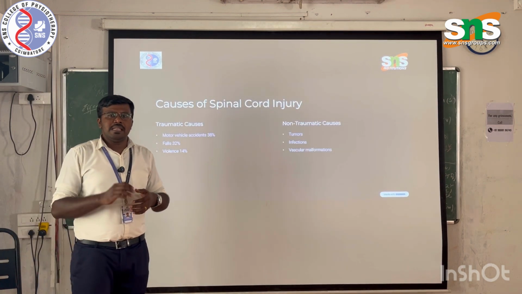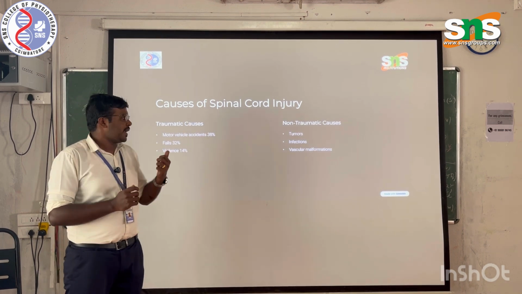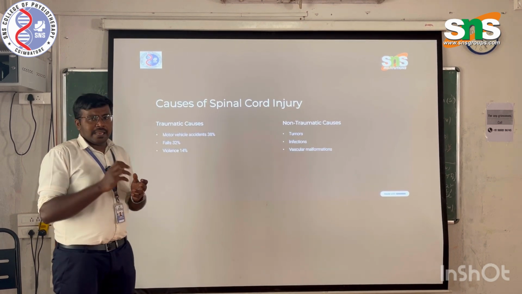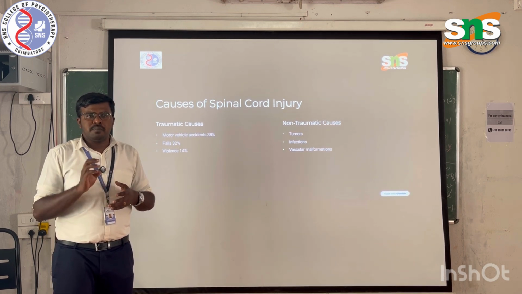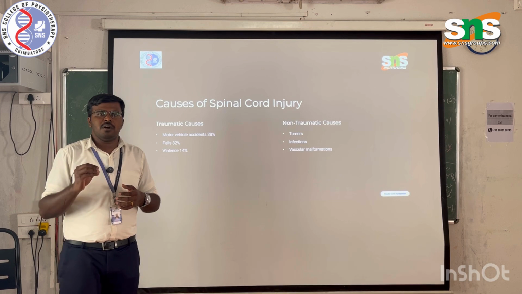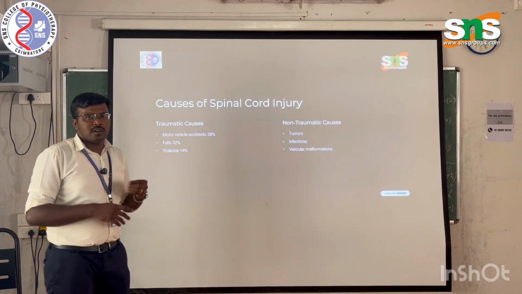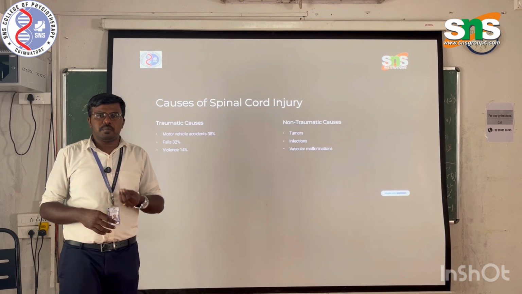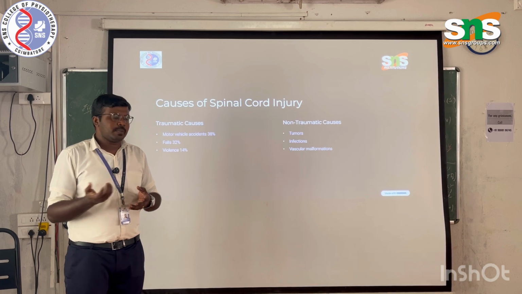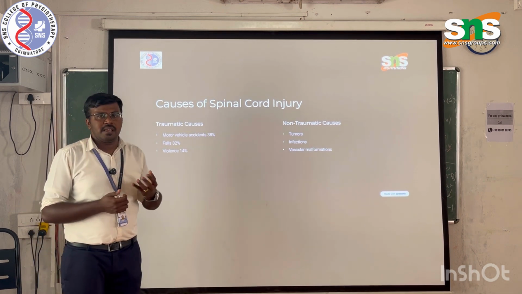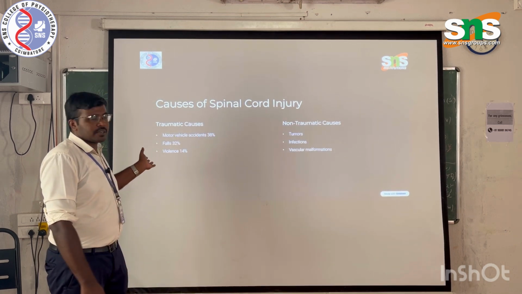Causes: the spinal cord is injured by traumatic causes and non-traumatic causes. Traumatic causes include road traffic accidents, where any accident that affects the vertebra leads to spinal cord injury, and falls. In older people there is a risk of falls, which also leads to spinal cord injury. And violence can also create spinal cord injury. These are the traumatic causes.